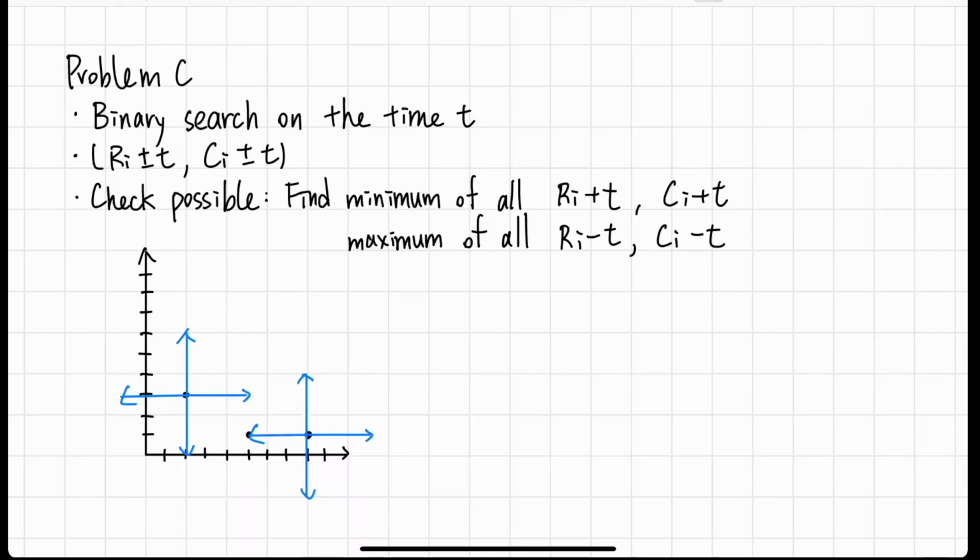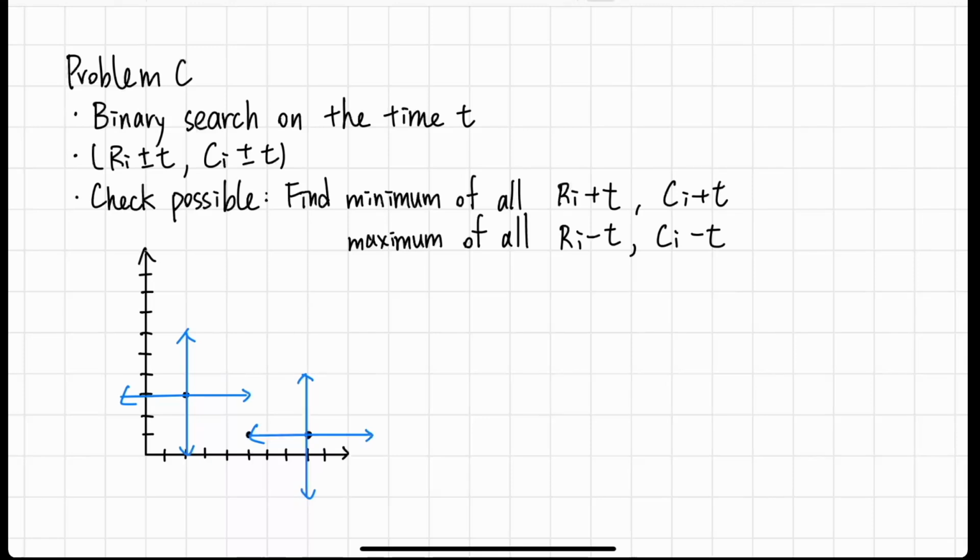So for the binary search, we want to check whether this t allows all N people to meet together. And to do this, we want to find the minimum of all Ri plus t and Ci plus t. And this means that this value will be x max, and this value will be y max. This value will be x min, and this value will be y min.